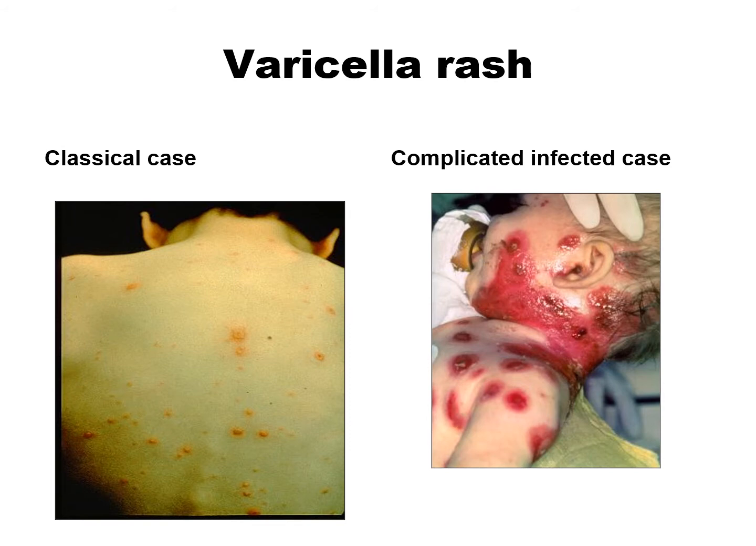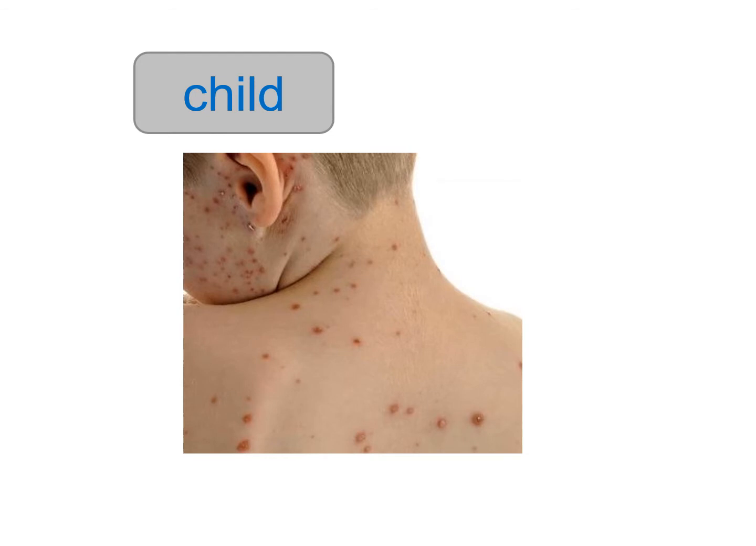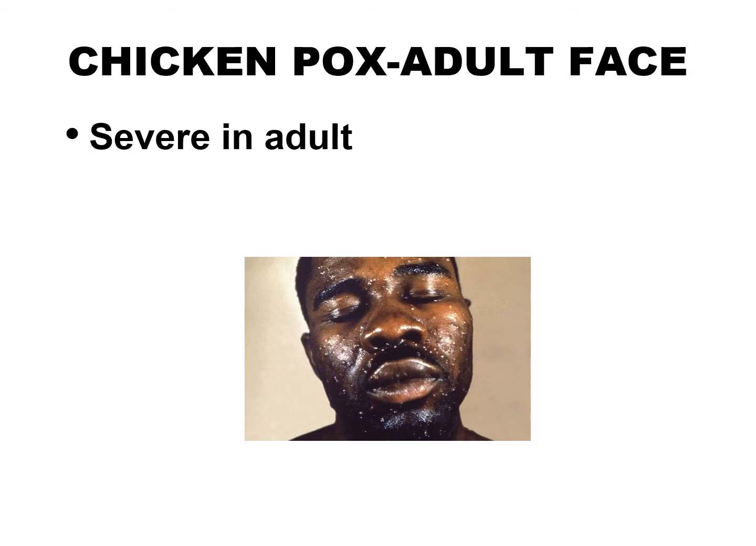This is the varicella rash. On the left side, a classical case. On the right side, a complicated infected case. This is chickenpox in a child. This is in an adult. It is severe in adults.